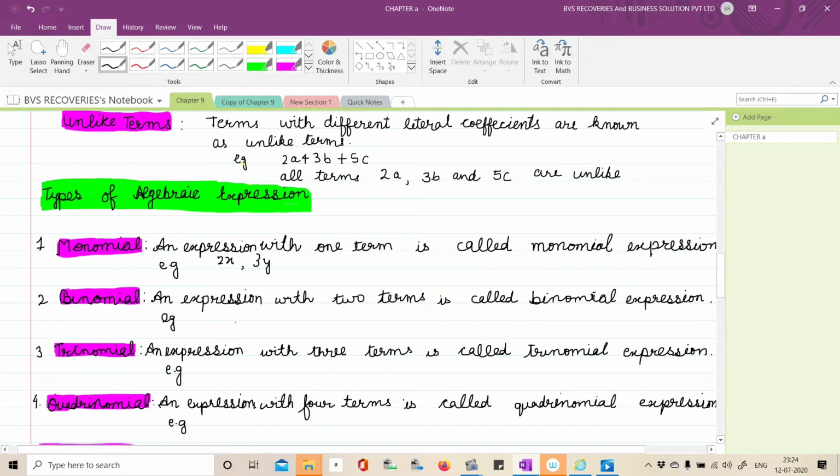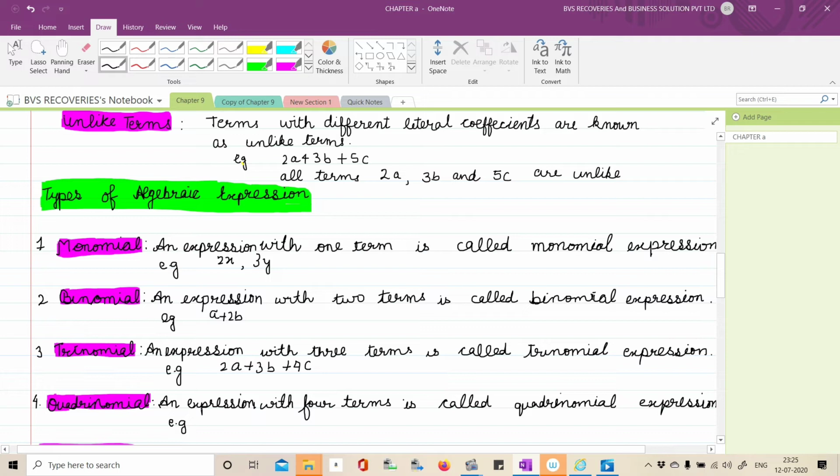Next is binomial. An expression with two terms is called a binomial expression. So if I write an expression here, a plus 2b. Now, there are two terms. One is a, other is 2b. So this is a binomial expression. Third is trinomial. Tri means three. So an expression with three terms is called a trinomial expression. So we can write here an example, 2a plus 3b plus 4c. Now here 2a, 3b, 4c. Three terms. So trinomial expression.